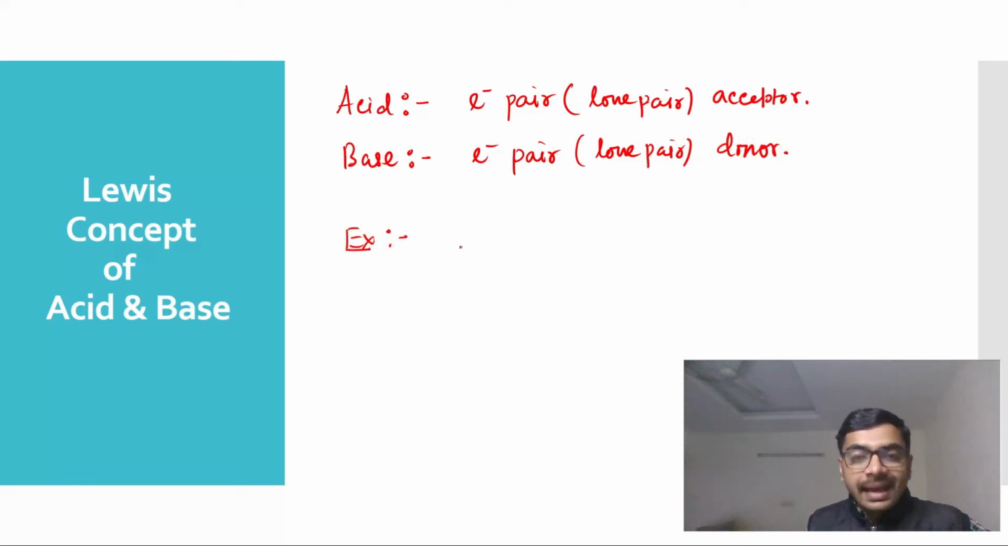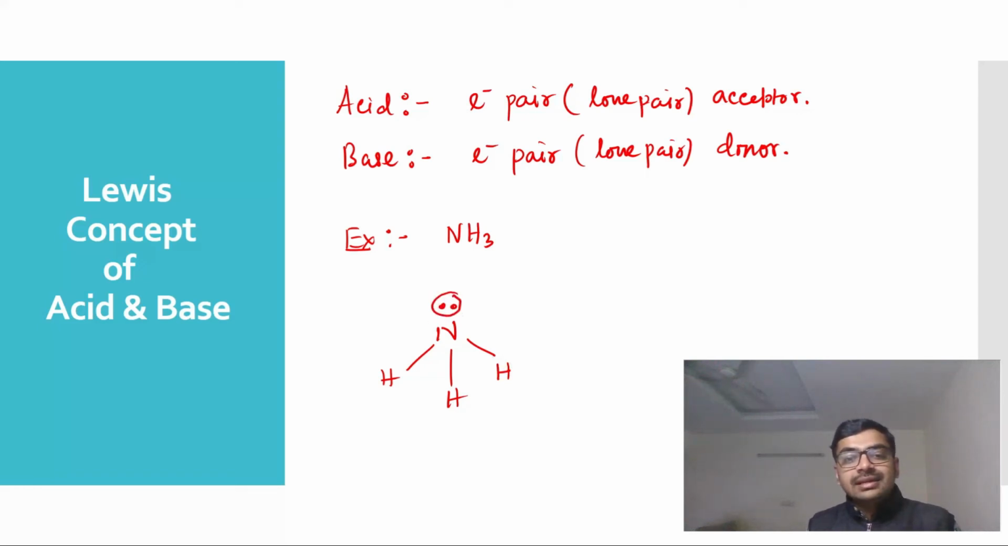Suppose one molecule is ammonia. You know the structure of ammonia: one N atom which contains 3 N-H bonds and one lone pair on the nitrogen atom. That means ammonia is an electron rich species, so it can donate this lone pair easily to any molecule. That means it can easily behave as a lone pair donor, so ammonia is a Lewis base. Clear?